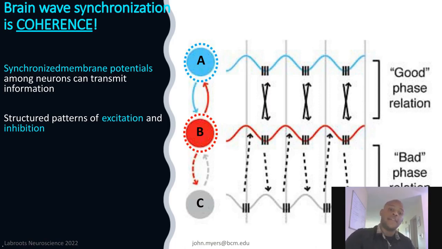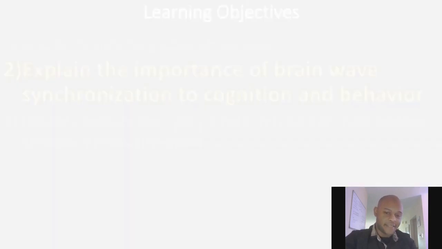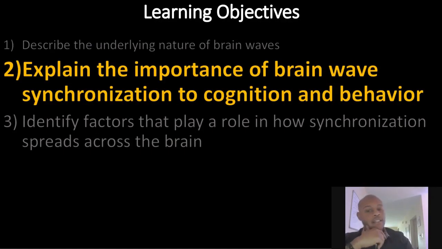These on and off states have to be controlled very systematically, and oscillations or brain waves are the way that this is done. And so we'll call this phenomenon coherence to make things simpler, right? The phase here is the key. Our second goal here, now that we understand a little bit about what brainwaves are and how they're generated, is to understand how brainwave synchronization might play a role in cognition and behavior.